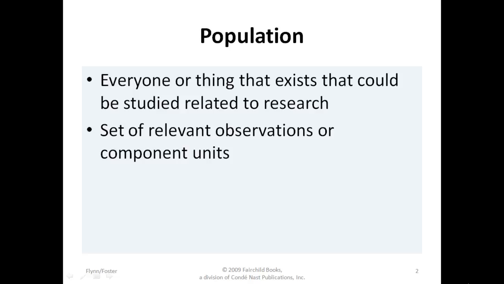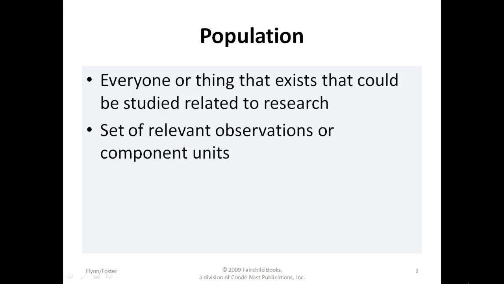And the population is a set of relevant observations or component units. As we've done before, relevant observations of the population would be if we looked at every single person and observed what they were wearing. Component units can be people, mice, visual displays, just a few examples.